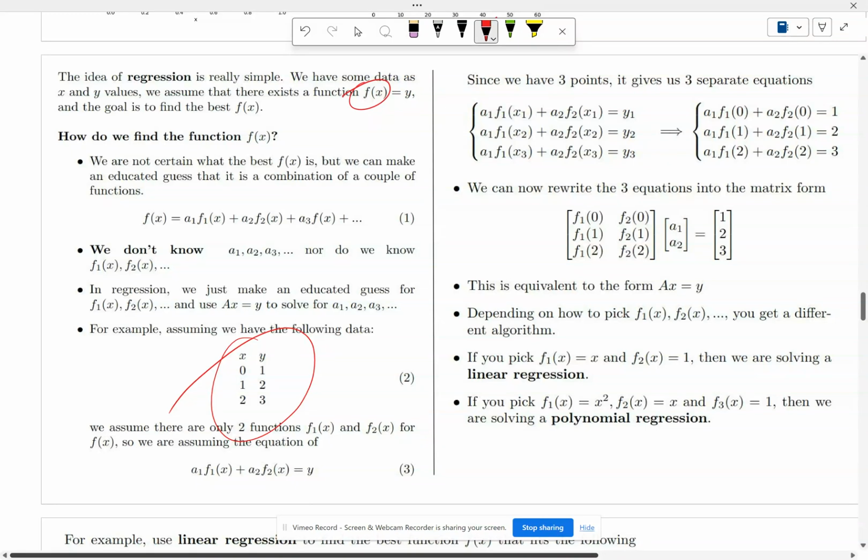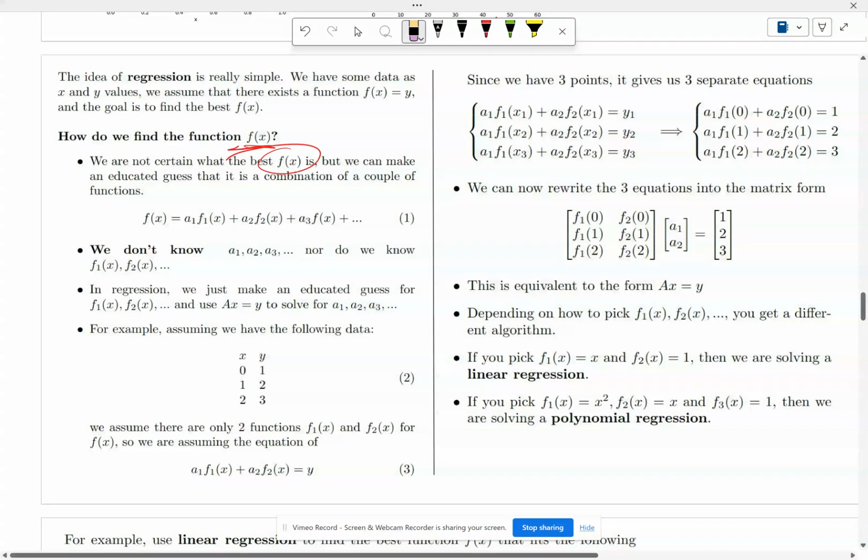So how do we find this function? If we have some inputs and these are the outputs, we want to find the function such that we put the input in and it gives us the output. If only we could find that function, then the problem would be solved. But it's really hard to find the function, so we're not certain what the best function is. What we normally do is make an educated guess that it's some combination of a bunch of functions. So we have f1, f2, f3, and some combination of weighted f1 plus weighted f2 plus weighted f3 accumulates towards the true function. In this case, we don't know what a1, a2, a3 are. We don't know how much weight we should put on each function, nor do we really know what the function is. So where do we go from here?